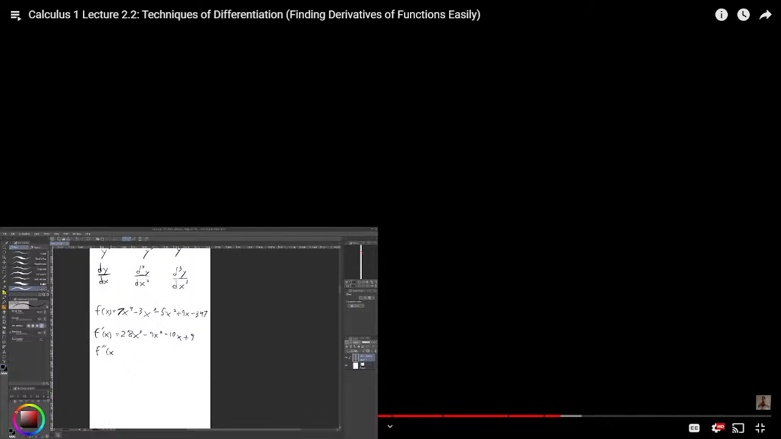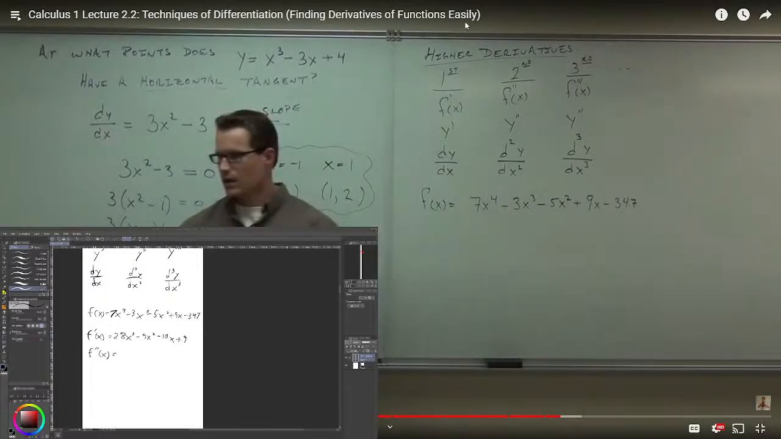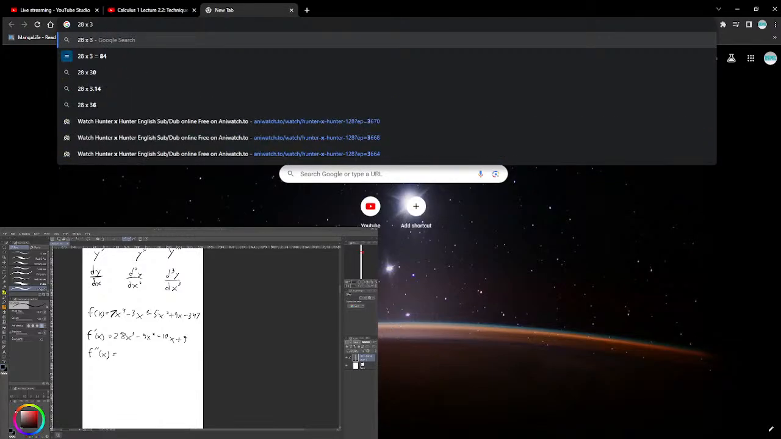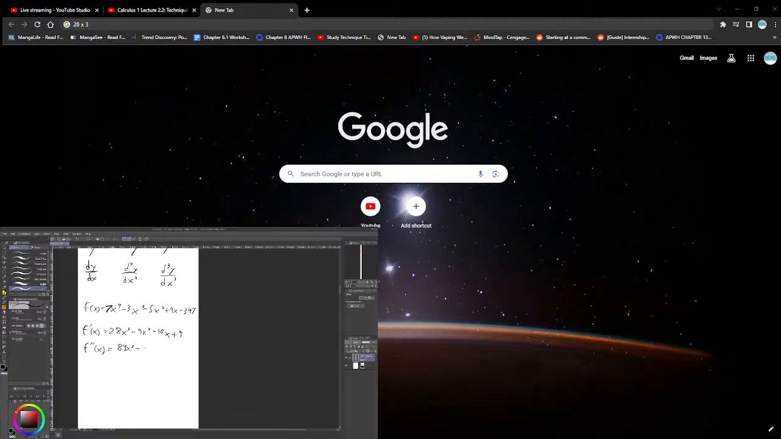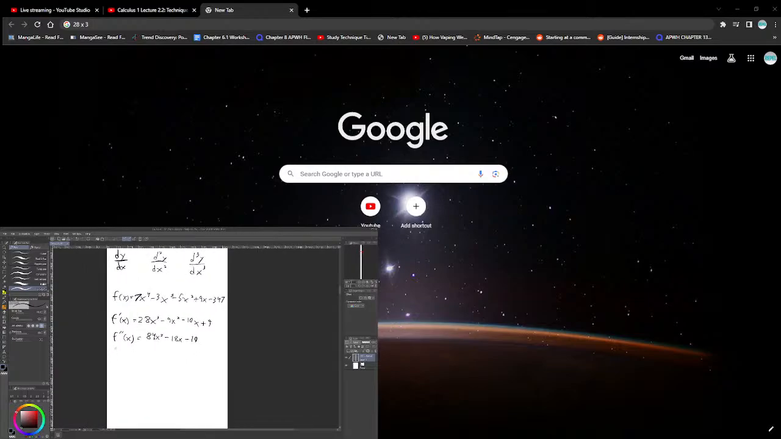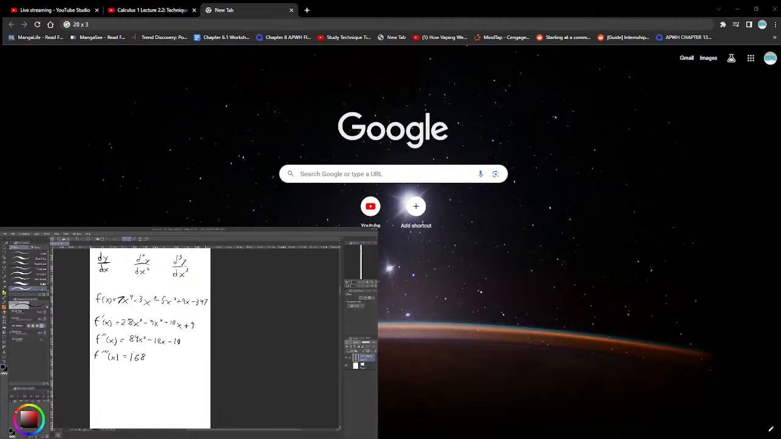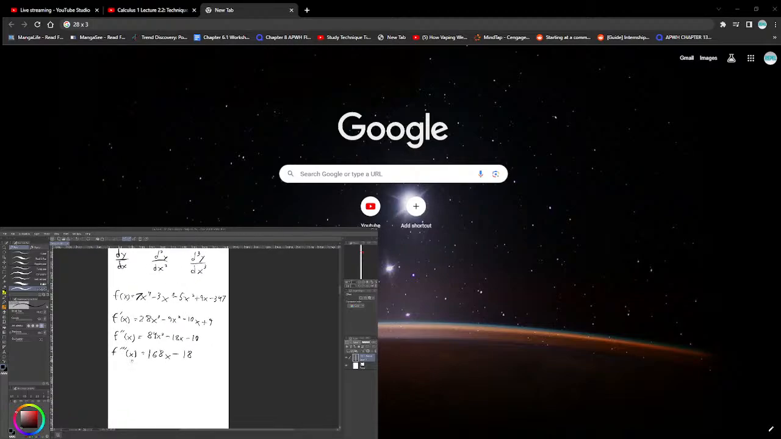Find the second derivative, f double prime of x. That's 28 times 3, 84x squared minus 18x minus 10. f triple prime of x equals 168x minus 18, and yeah, that should be it.